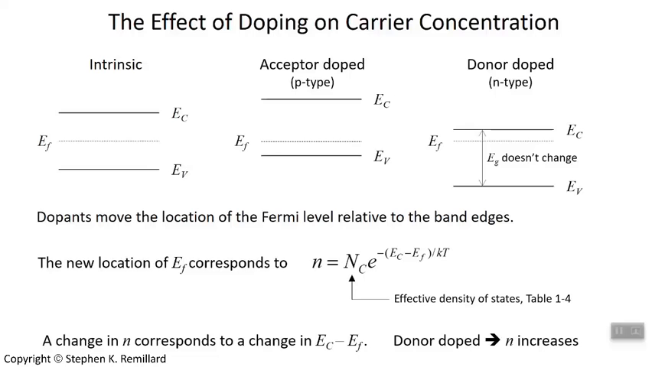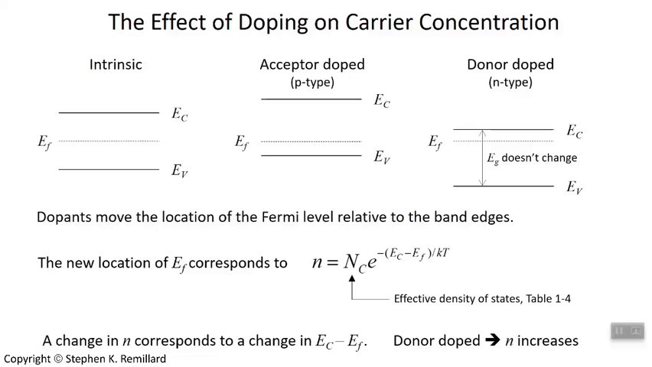Which came first, the chicken or the egg? You change carrier concentration because the Fermi energy moved relative to the conduction band edge. Or the conduction band edge and Fermi energy got closer because you changed carrier concentration. But if you donor dope, N increases, and if you acceptor dope, P increases. Those are the carrier concentrations.